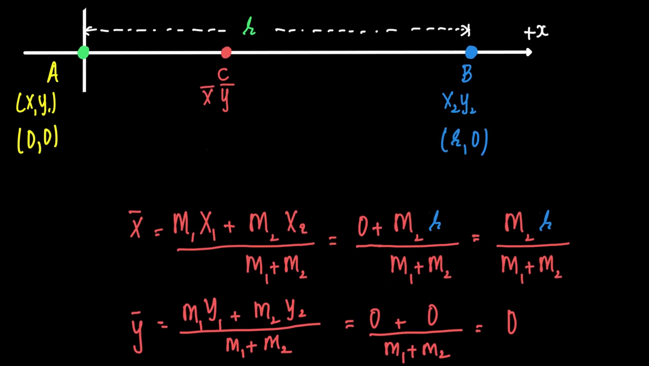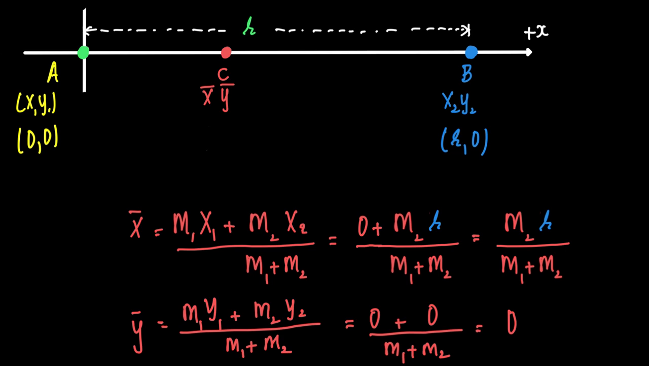Now, if we have x1, y1 equal to 0, 0 and x2, y2 equal to r comma 0, what is x bar, y bar? m1 x1 plus m2 x2. x1 is 0, right? So m1 into x1 becomes 0 plus m2 into x2, where x2 is r, so m2 into r. So what we get is m2 into r divided by m1 plus m2. Now y1 is 0, y2 is 0 as well. So m1 y1 plus m2 y2 becomes 0 plus 0. So y bar is equal to 0.